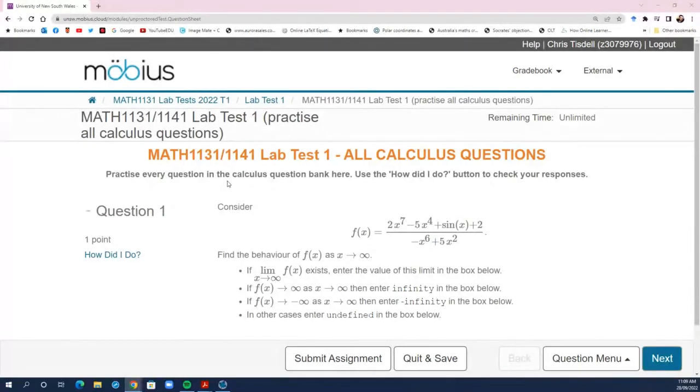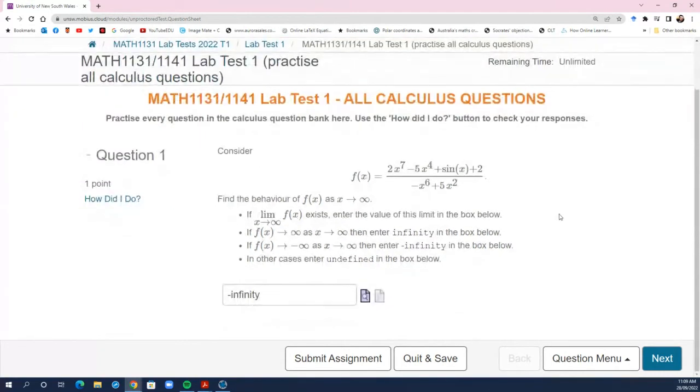All right, so here is a sample question from calculus, and you can see it's a practice and the time's unlimited, and you've got a "how did I do" button. You won't have that in the real exam, but I'm pretty sure that for lab test 1 they want you to do these things by hand, with pen and paper. But I just thought for something different I would show you how to do some of these using Maple, because it's not necessary, but it's still valuable.